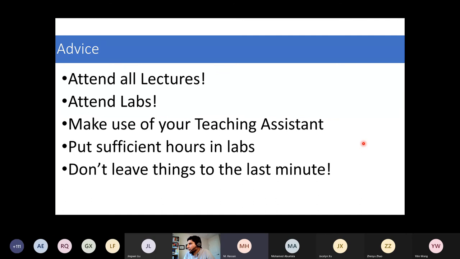There is no attendance required for this course, for any component of the course. You don't have to, there is no attendance required at all. Whether it's lab, tutorial, or lectures, all tutorials will be recorded, and lectures will be recorded as well.